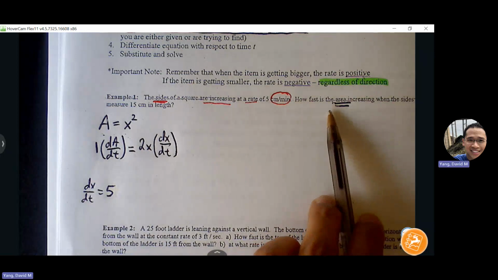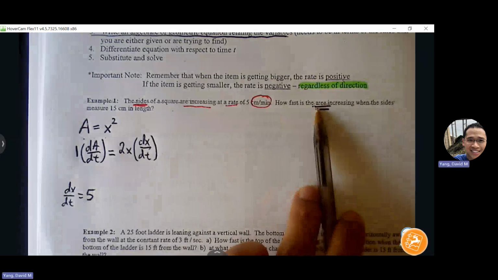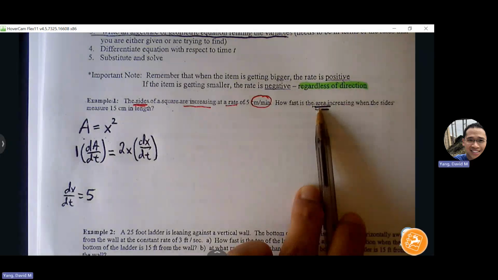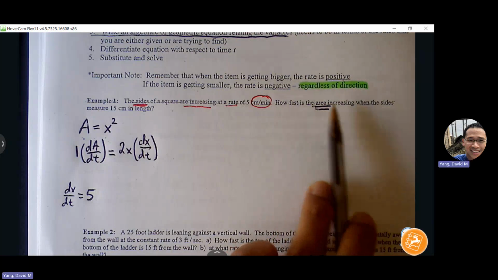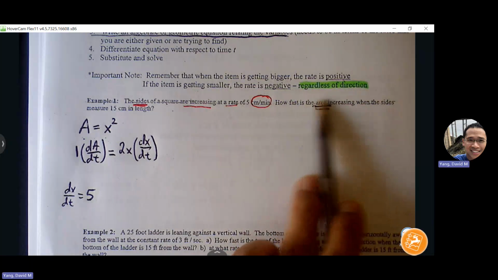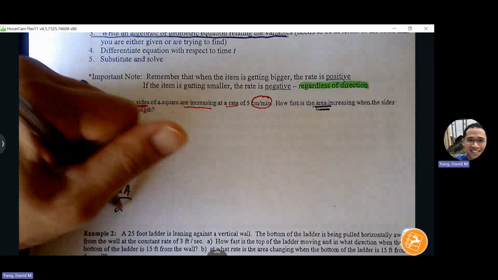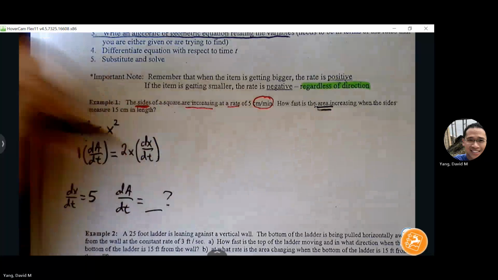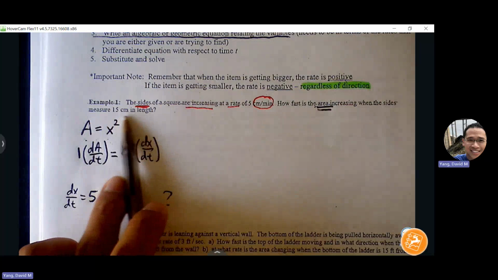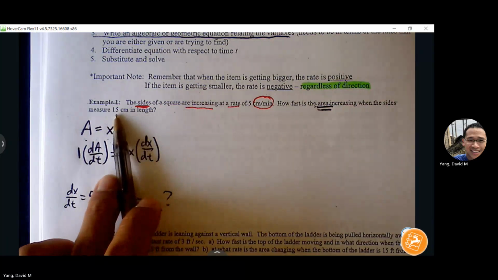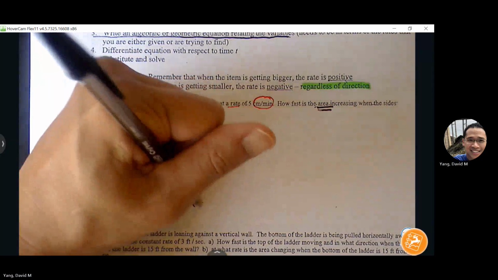Okay, how fast is the area increasing? What are we looking for? Good. Area, we know A is representing area, but you see the word fast and increasing. It must be some sort of a time or rate component. So dA dt is the unknown. When the sides measure 15 centimeters in length. What is that referring to? X, yeah.